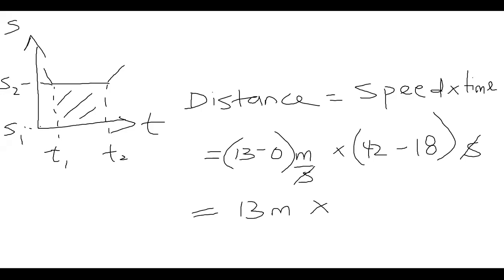I think we did this. So 42 minus 18 is 24. So 24 multiplied by 13 is 312. So you're supposed to get 312 meters. That should be the distance when you enter the tunnel at point B and you leave at point C. Good, everyone okay with that so far?